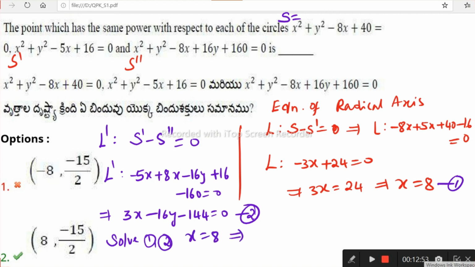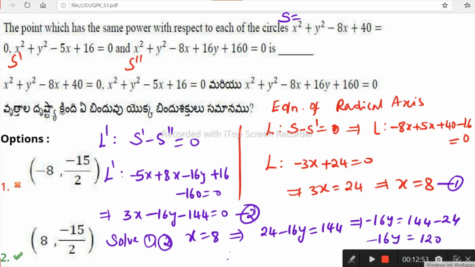Therefore this becomes 3 times 8 is 24, minus 16y equals 144, we can write, right? From this one, minus 16y equals 144 minus 24. 144 minus 24 is how much? 120. So now what is y? y equals minus 120 by 16. 8 cancelled, 8 ones are 8, with minus 8 fours are 8, 8 fives are 40, by 8 twos are 16. So we got the y coordinate as minus 15 by 2, x coordinate is 8.